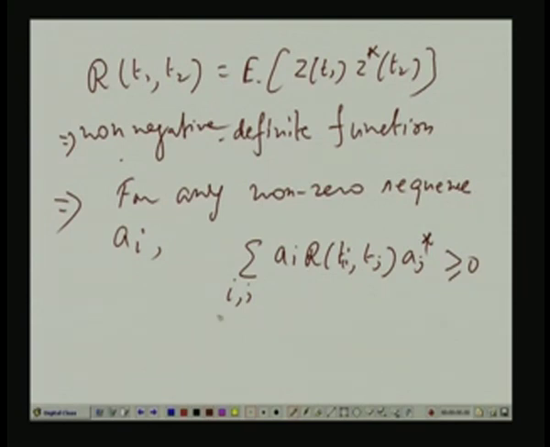Then for any choice of your i and j, if you carry out this summation A_i R(T_i, T_j) A_j star, this will be real and greater than or equal to 0. This is obvious, because this thing is nothing but a mod, if you carry out this, for some choice of i.